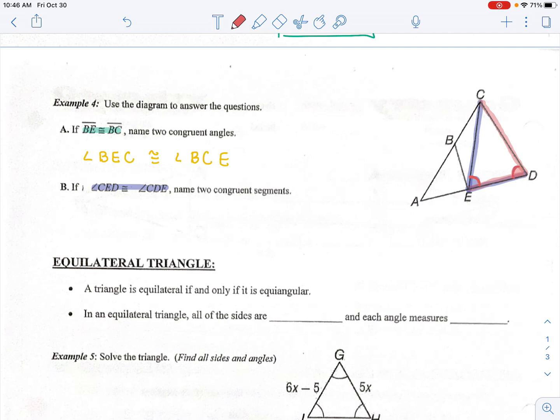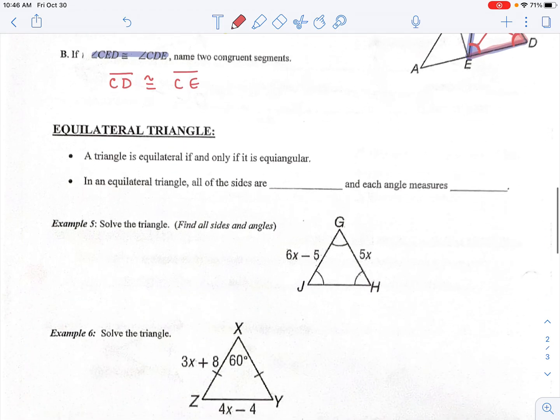So this angle is the same as this angle. So the sides opposite of those should also be equal. The side opposite of CED is side CD, and that is congruent to the side opposite of CDE, which is this one right here, and that is side CE.